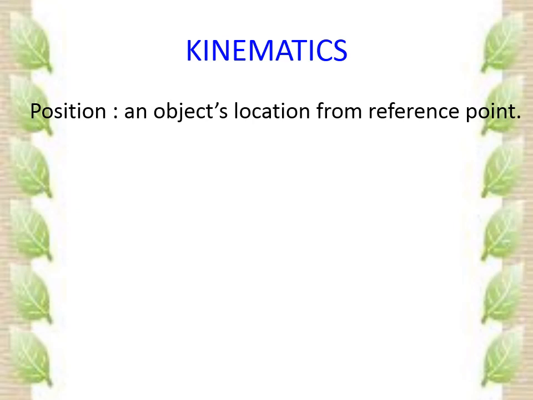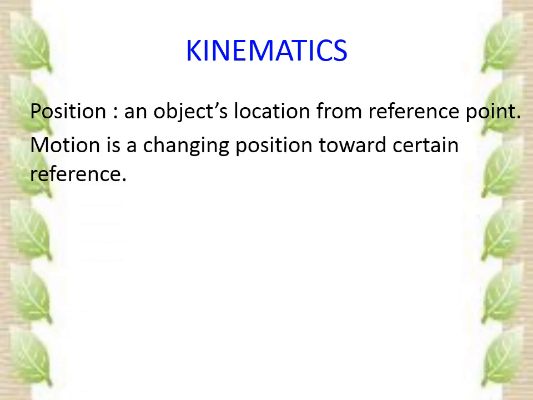Now we will learn about kinematics. While we learn about kinematics, we should know the definitions of position and motion. Now we will see the definition for position first. Position is an object's location from a reference point. And the second, motion is a change in position toward a certain reference.